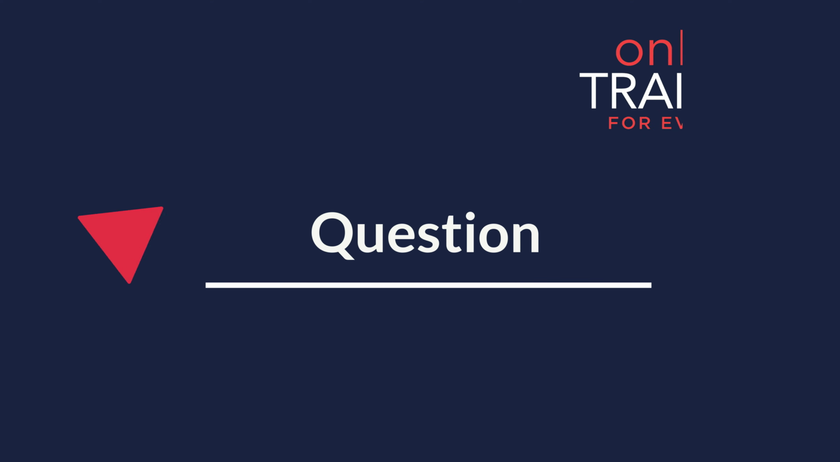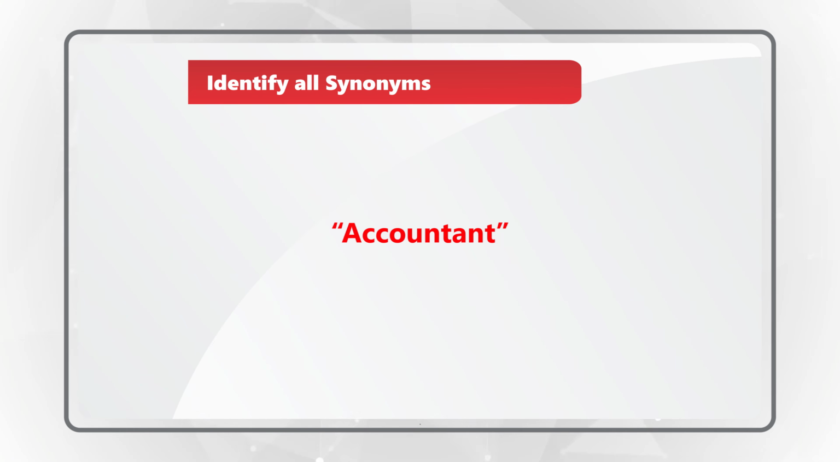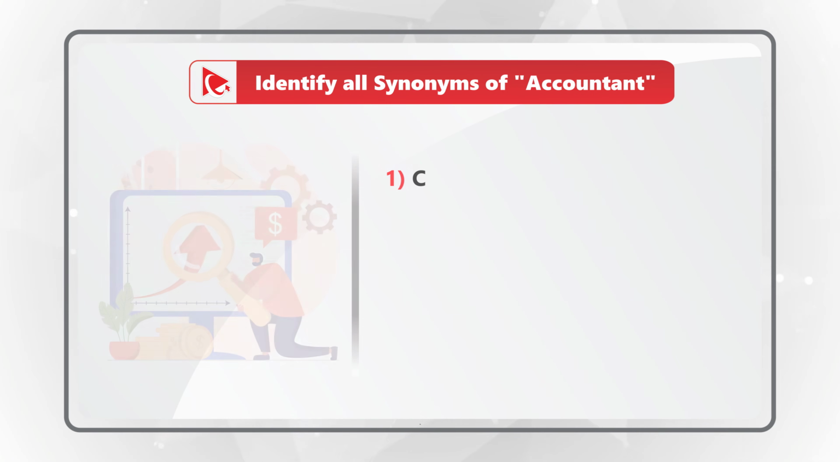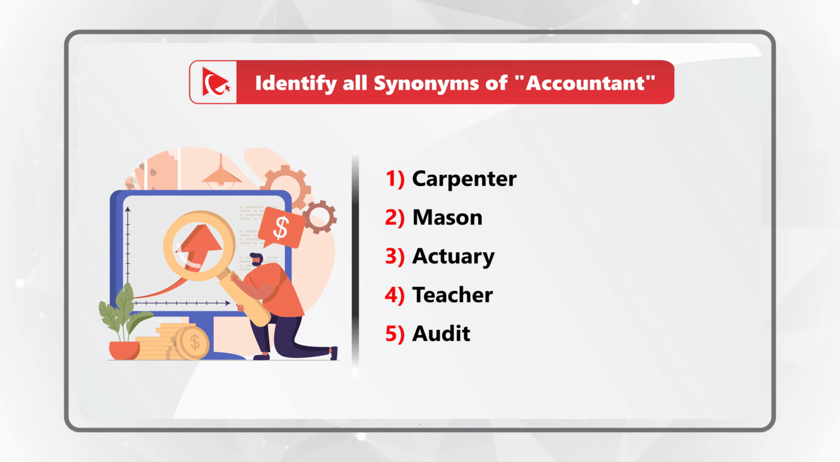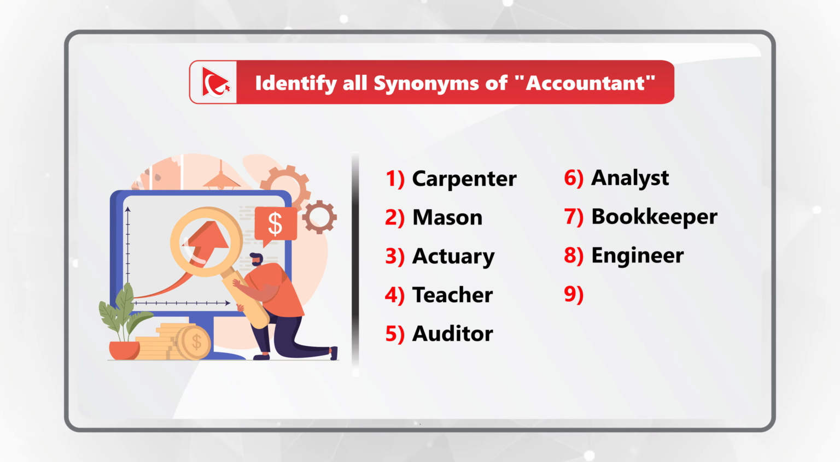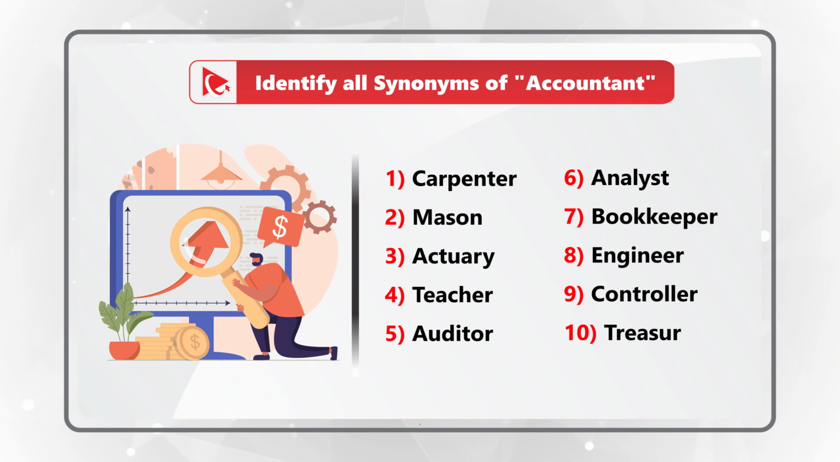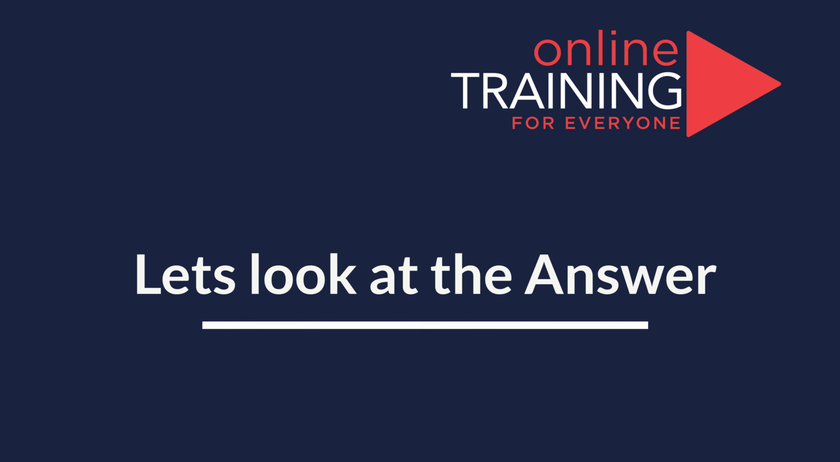If you're trying to improve your English vocabulary, this question might be for you. You need to identify all synonyms to the word accountant. The choices presented to you are carpenter, mason, actuary, teacher, auditor, analyst, bookkeeper, engineer, controller, and treasurer. Give yourself a little bit of time, maybe pause this video, because there could be between 1 and 10 answers. Ready or not, I am going to move forward and share with you my solution. But obviously, if you have a better one, please make sure to share in comments.